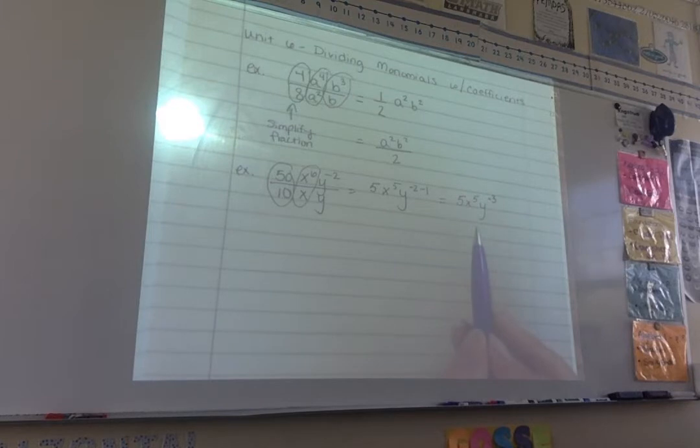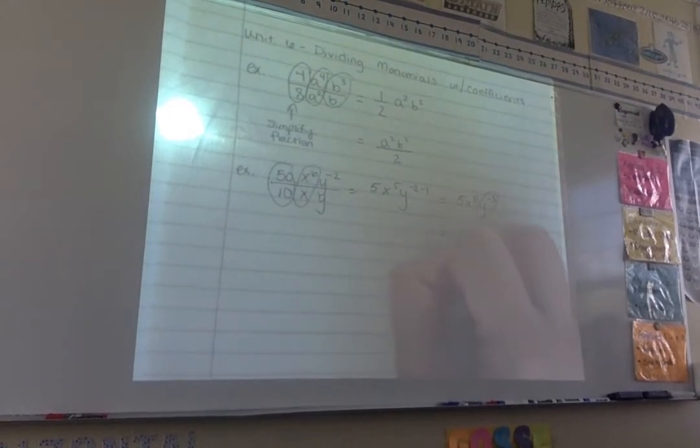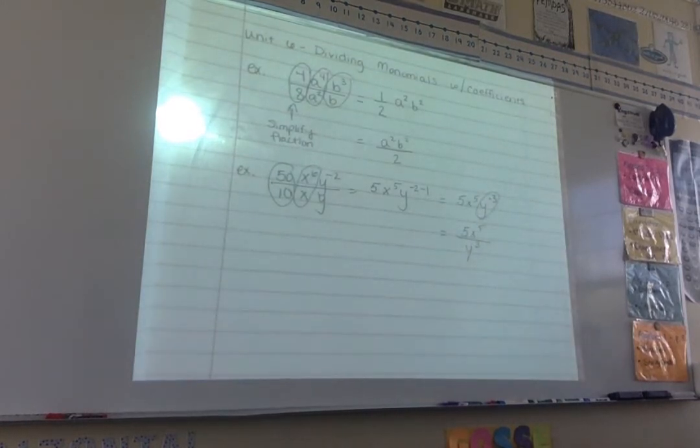What do I now need to do with y because it still has a negative exponent? Liam? Put it on the bottom. So this part needs to move to the bottom. So therefore my final answer is 5x to the 5th over y cubed. So this gets moved to the bottom.